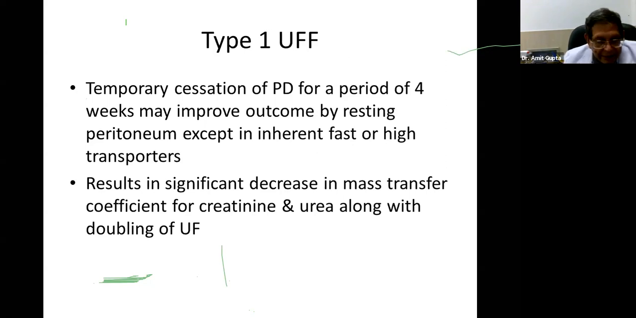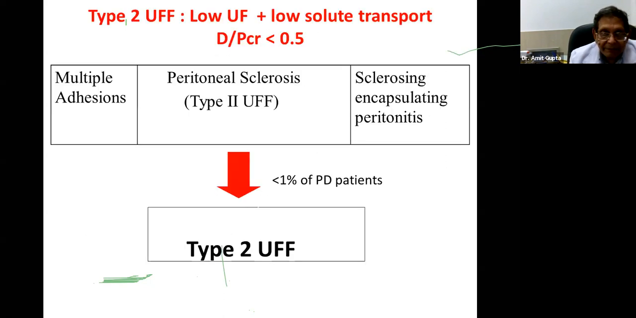Some people have attempted stopping PD for a period of 4 weeks because they said that this may improve the outcome of these patients by resting the peritoneal membrane. And in some of these patients, they found that they could improve in the ultrafiltration. But again, it's not a very good option in the majority of the patients.